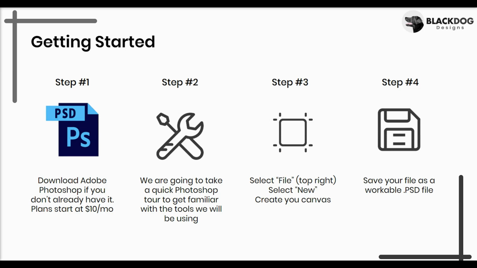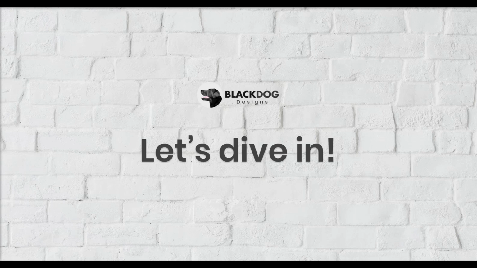So getting started, we're going to go over the high level stuff, and we'll dive into this more in detail during the actual course. Step one, make sure you have Adobe Photoshop. If you don't have it, go get it. Go to adobe.com. It's only $10 a month. You can just get Photoshop and Lightroom. It's pretty cheap. Two, we're going to go through a quick Photoshop tour. Then we're going to work through our file setup and how that all works. Then we're going to show you how to save your PSD file as a template so you don't have to recreate it each time you want to make a post. So let's dive into this course and see what it's all about.